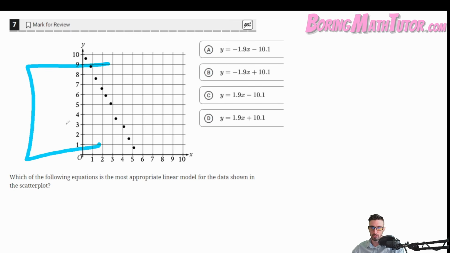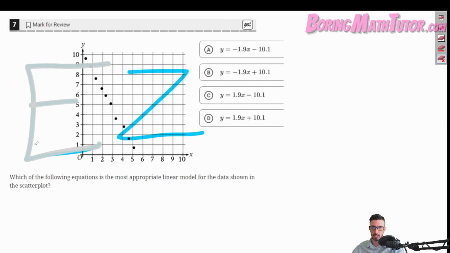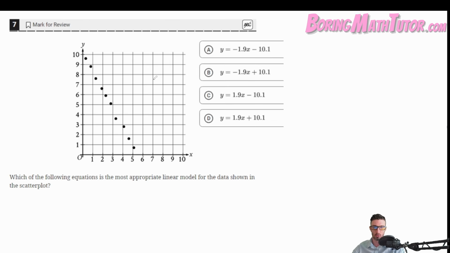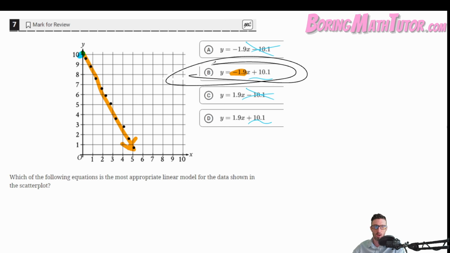Alert, alert, alert. We have a problem that's too easy. This is going to waste your time. Let's see. Y-intercept looks like it's about a positive 10, not a negative 10. Get out of here. Positive 10 y-intercept. All right, slope. This thing is heading down when it goes to the right. That means it's a negative slope. Answer's B. This was a waste of our time.